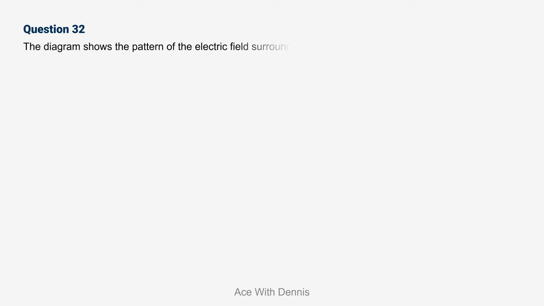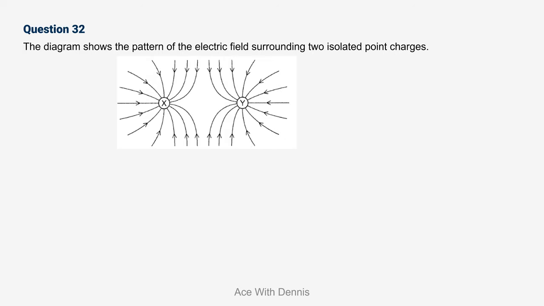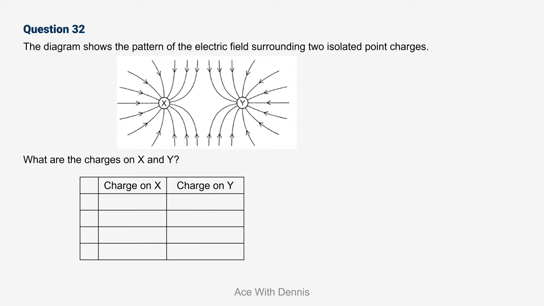Question 32. The diagram shows the pattern of the electric field surrounding two isolated point charges. What are the charges on X and Y? Charge on X, charge on Y. Option A, negative, negative. Option B, negative, positive. Option C, positive, negative. Or option D, positive, positive. The answer is A, negative, negative.